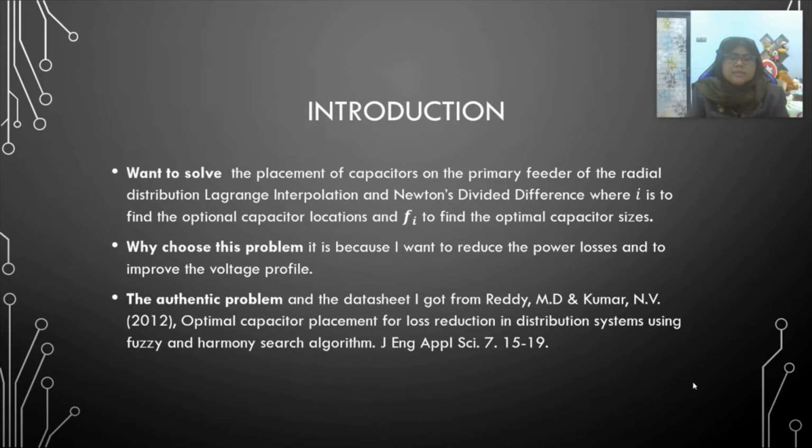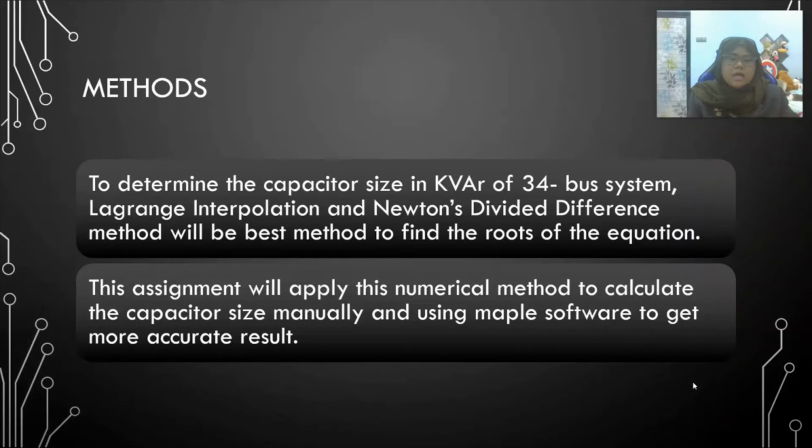Why choose this problem? It is because I want to reduce the power losses and to improve the voltage profile. The authentic problem and the datasheet I got are from Reddy MD and Kumar NV 2012, Optimal capacitor placement for loss reduction in distribution system using fuzzy and harmony search algorithm.